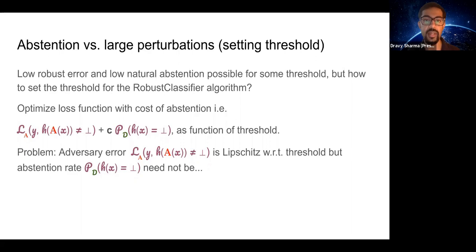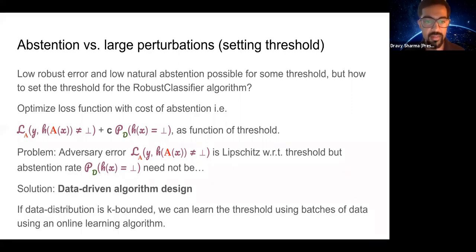So remember we start with our robust classifier algorithm, and we're considering its performance as a function of the threshold. So basically, it's a parameterized family. The solution, as I've already given away, is data-driven algorithm design. I'm using the same term again; it's not the same kappa as before in terms of the adversaries. It's a different kappa. But if the data distribution has bounded density, then we can learn the threshold using batches of data in an online learning algorithm, right?